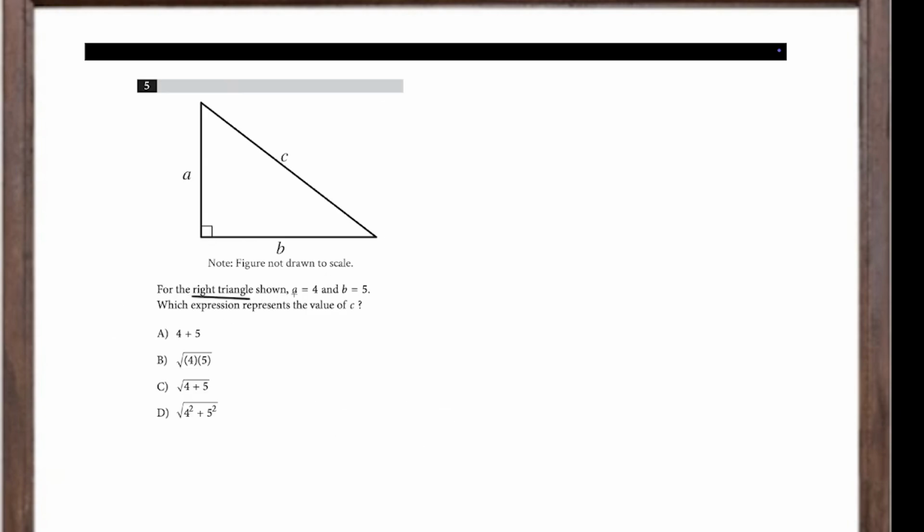Here we have a triangle problem. Our problem states for the right triangle shown, A equals 4 and B equals 5, which equation represents the value of C. So we have A, B, and C, and we're trying to find C, which is our hypotenuse. So we're going to use the Pythagorean theorem, which is the equation we use to find the hypotenuse of a right triangle. We're going to have A squared plus B squared is equal to C squared. So we're going to have C as our hypotenuse, as I just showed.